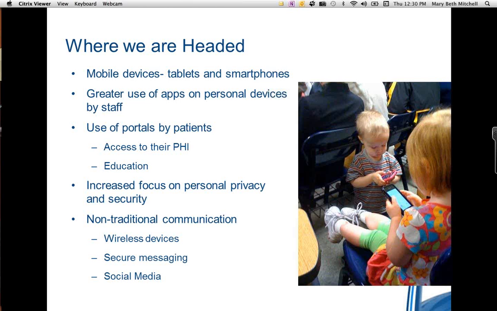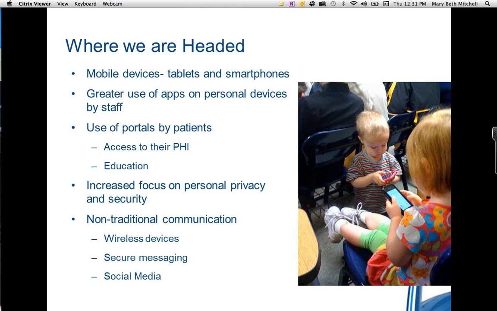But where we're really headed is with more and more mobile device use. And so we're seeing more and more tablets and smartphones. And these devices are being used for communication in a greater way, not just for talking on a phone, but messaging through the use of portals, through apps that we have, and also through our patients. And we have the ability now to communicate to patients and through other departments through the use of these devices. We can also provide education. So there's an increased focus on privacy and security as well through these devices.